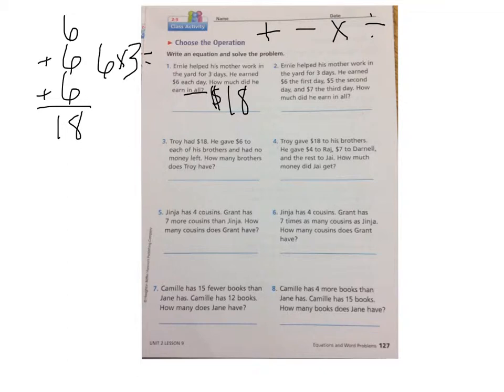Now let's look at number 2, because that's also about Ernie. Ernie helped his mother work in the yard for 3 days. He earned $6 the first day, $5 the second day, and $7 the third day. How much did he earn in all?